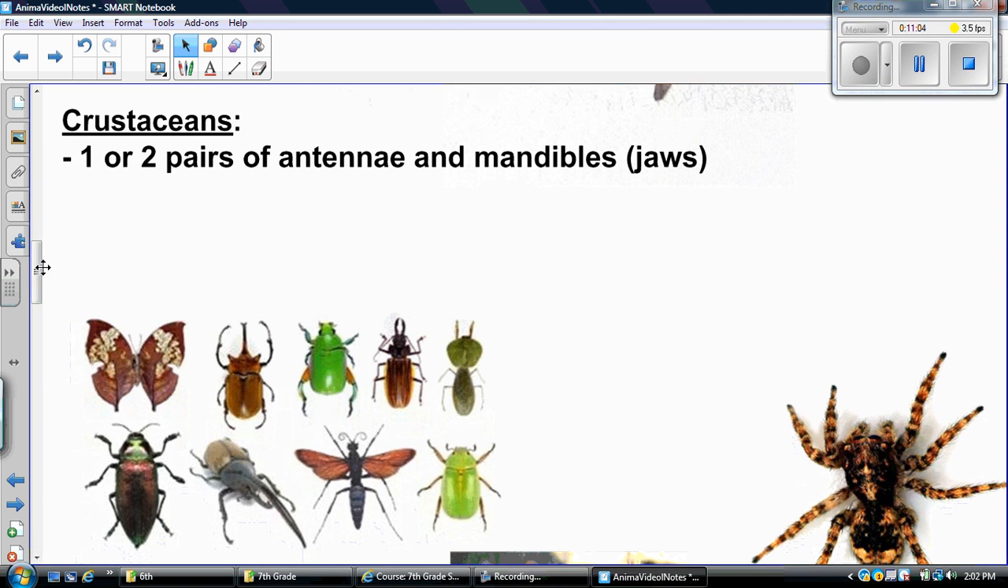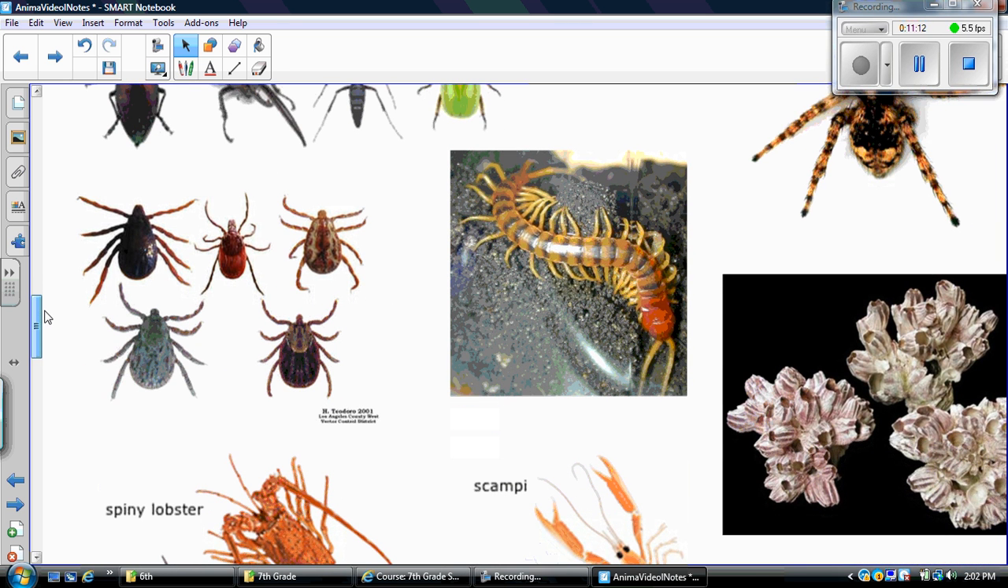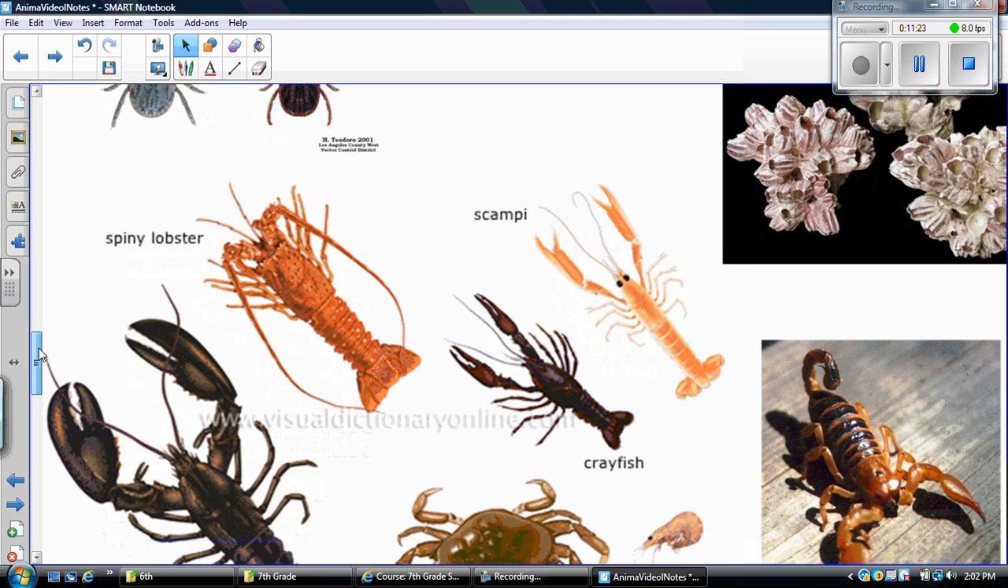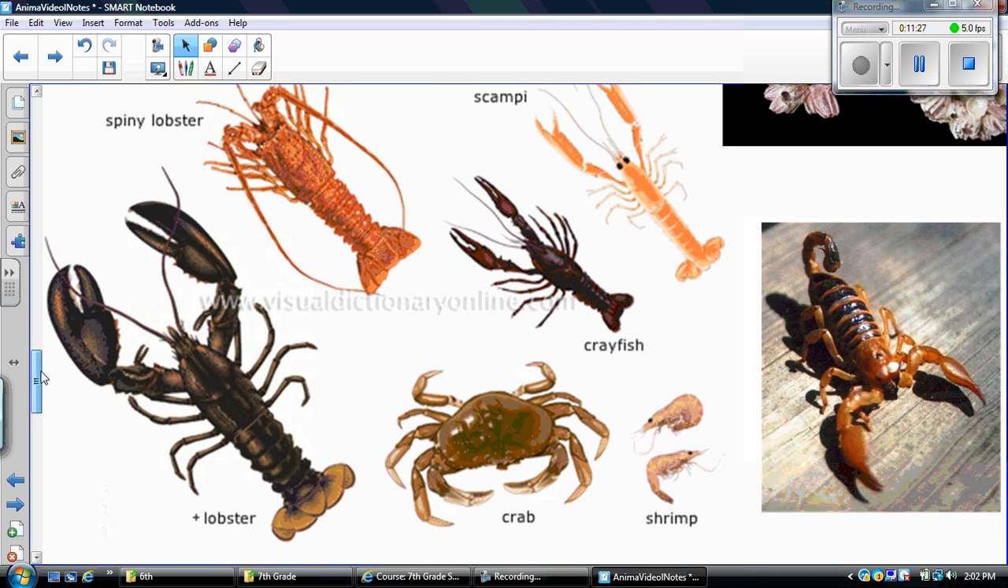Crustaceans is the last subdivision. It's 1 or 2 pair of antennae, and they have jaws or mandibles. So here's some examples. If we got our insects, spiders, arachnids, crustaceans. Lobster, crab, shrimp, crayfish.